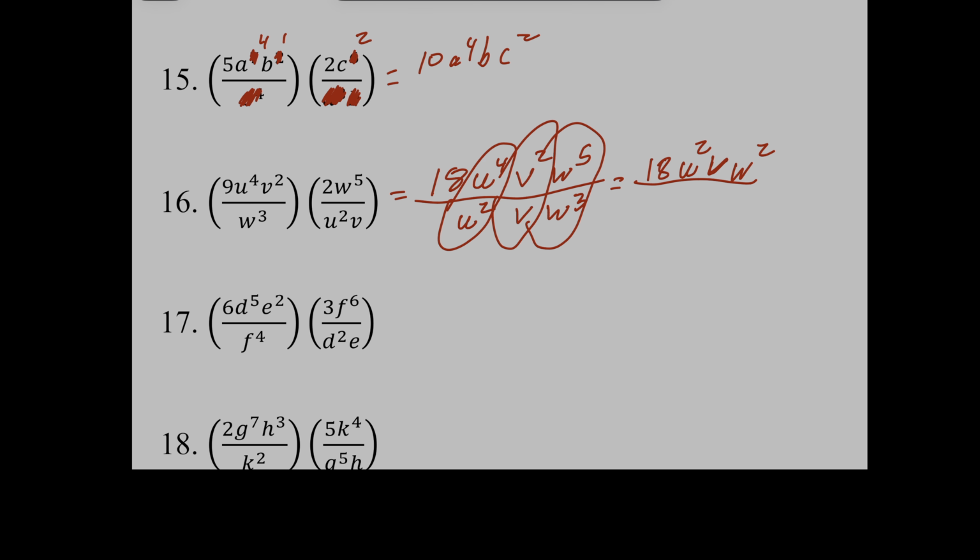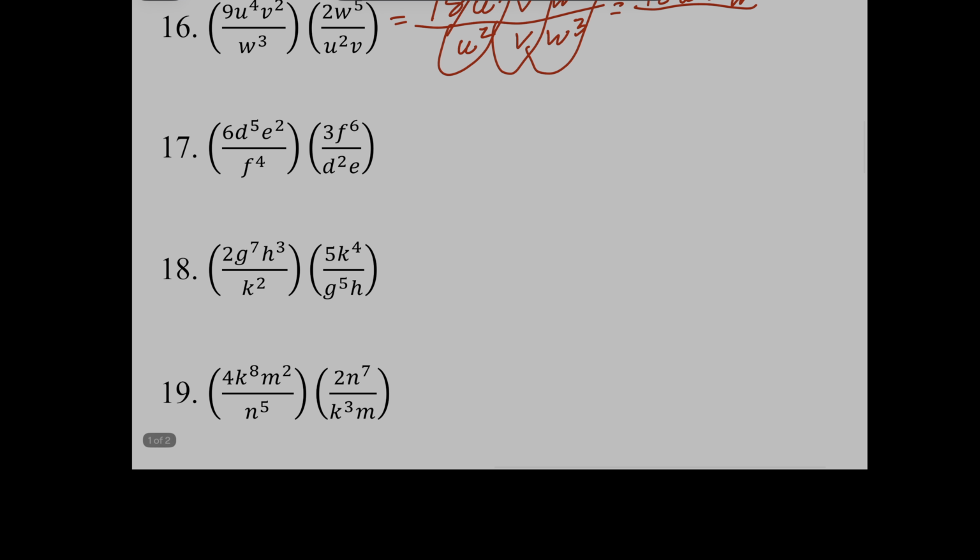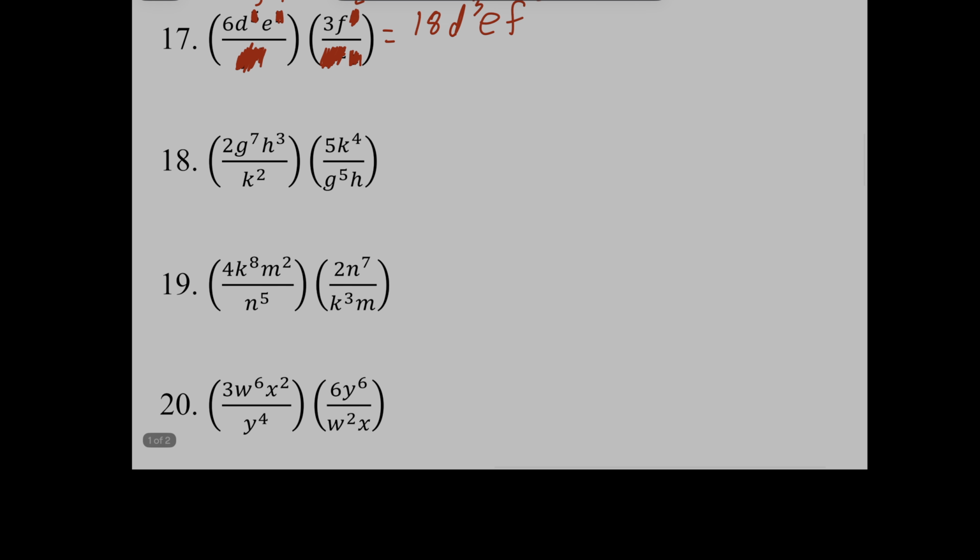Let's go ahead and do the next one. Let me look at it real quick. Okay, that's fine. I'm going to do the cross out on this one. I have 4 on bottom and 6 on top. I don't want to cross out the f's. That leaves me with 2 on top. D's, 5 on top, 2 on bottom, leaves me with 3 on top. And the E's, 1 on bottom, 2 on top, leave me with 1 on top. Multiply it across, 18 D3 E F squared.